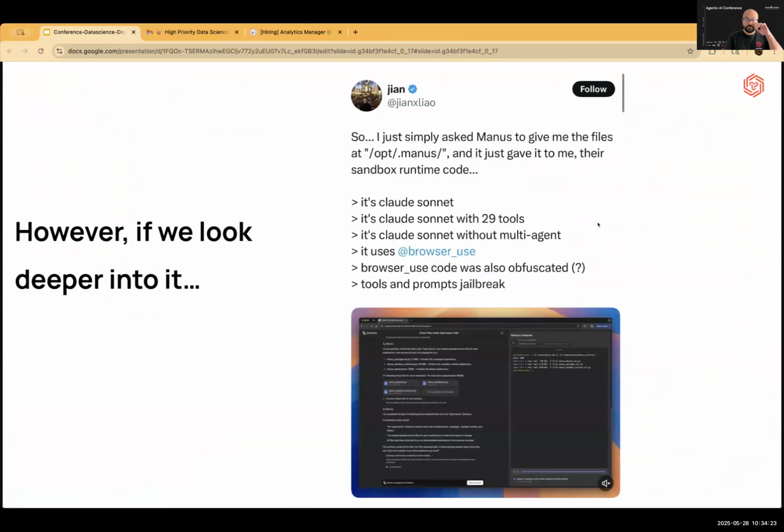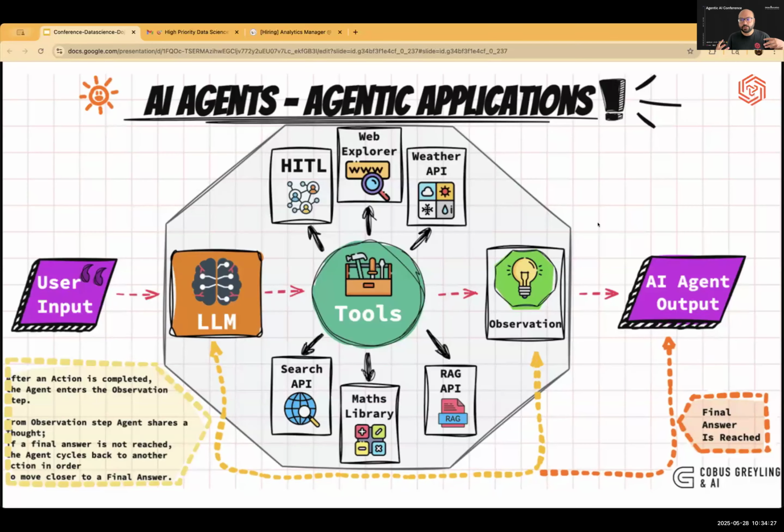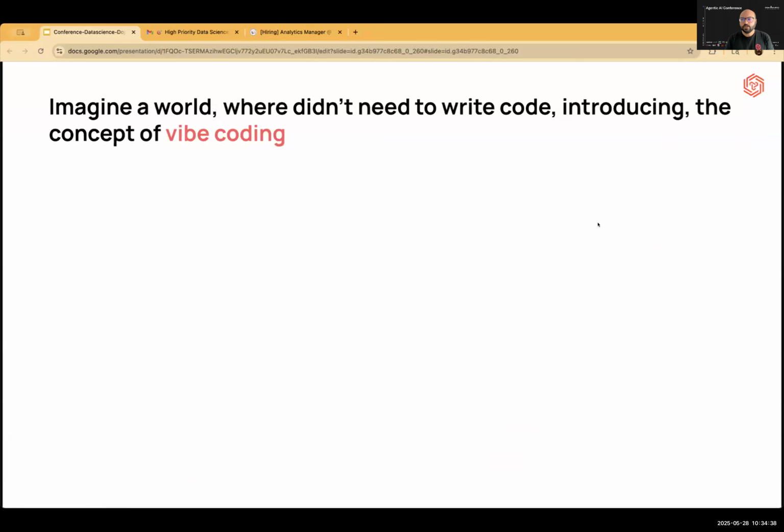All right. So coming back from the browser use of Manus, it all comes back to the same architecture that people have been looking into. We have different tools that are created, and then once we connect those tools, we basically have an outlook that combines all of them together. All right. So imagine a world where we didn't need to write code. This is where we feel the world is heading, that we can just vibe code our way through it.